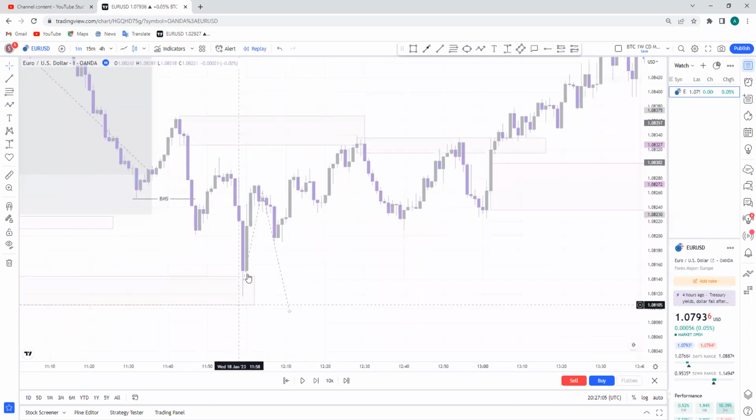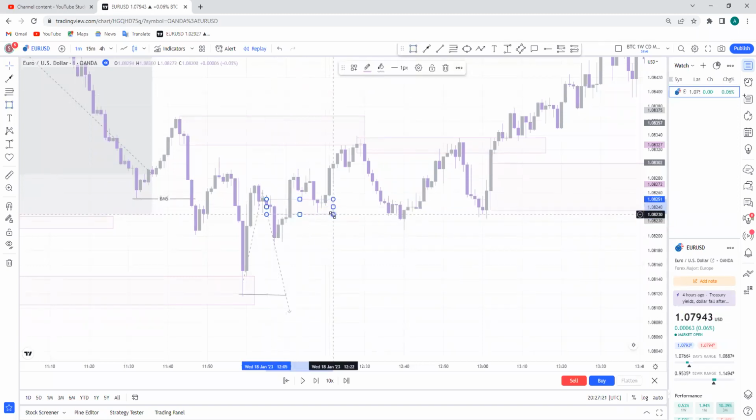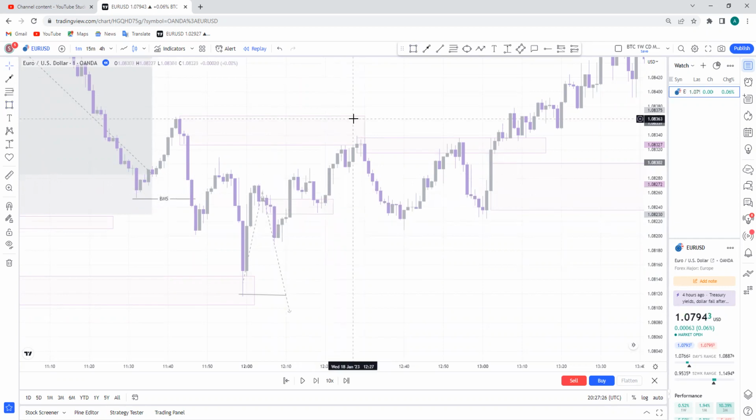Now, you said if price should now come and break this low. Yes, after price has broken this structure, don't forget that we have an unmitigated what? Zone here. After price broke this structure, we also have another zone here. We also have another zone here.